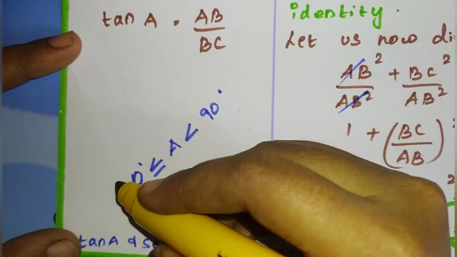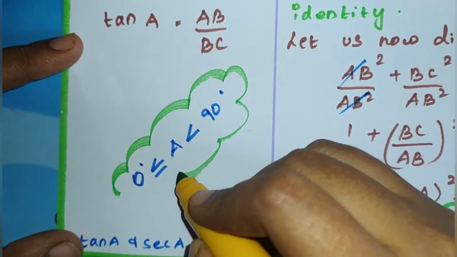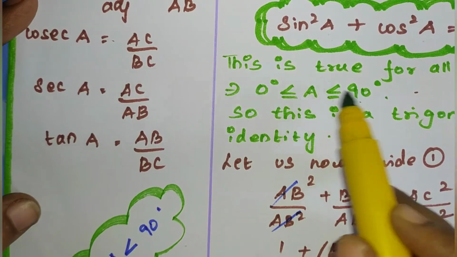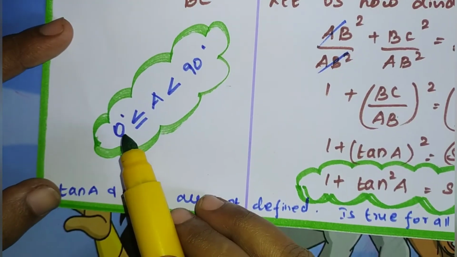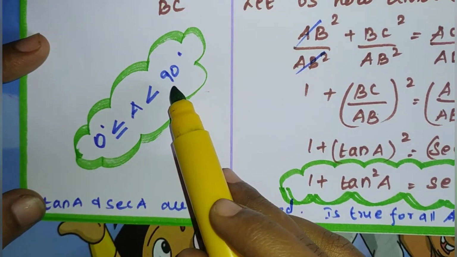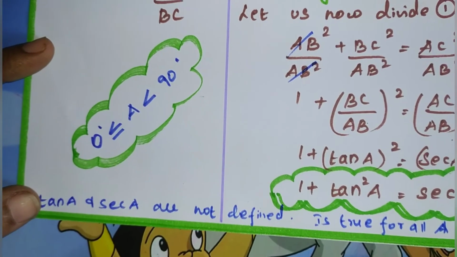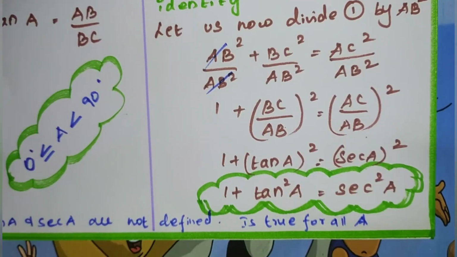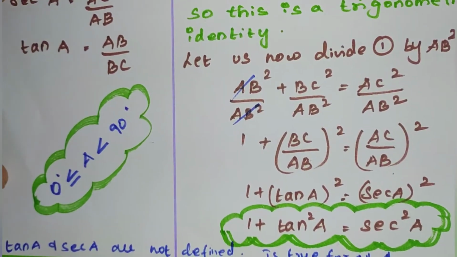So the first identity is true for all the angles, it includes 0 degree and 90 degree also. But the second identity is true for 0 degree but not defined for 90 degree. Clear? Next we are going to find the next trigonometric identity.